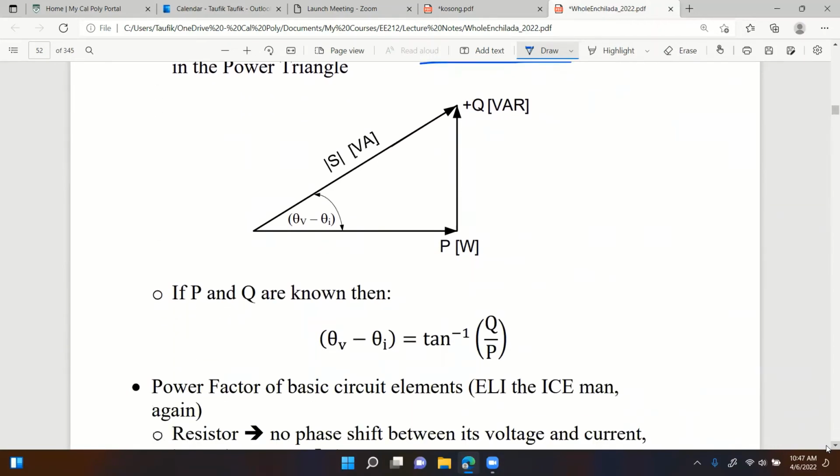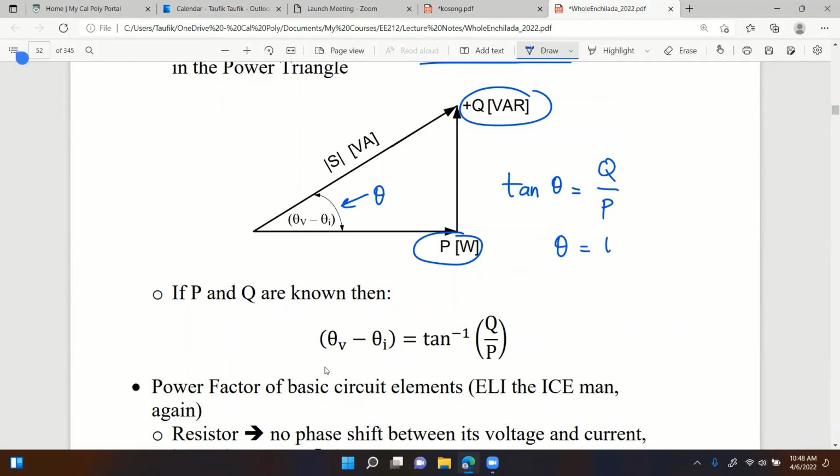Oh, there's the power triangle again. Okay. Now, that power factor angle right there. Yeah, if you are given the other two parameters, you should be able to get a power factor angle, right? For example, here, if you know Q and you know P in the power triangle, then you should be able to get theta, right? Because we know that tangent of, let's call this theta, tangent of theta from the power triangle is equal to Q over P, right? So therefore, theta is equal to the arctangent of Q over P, right?